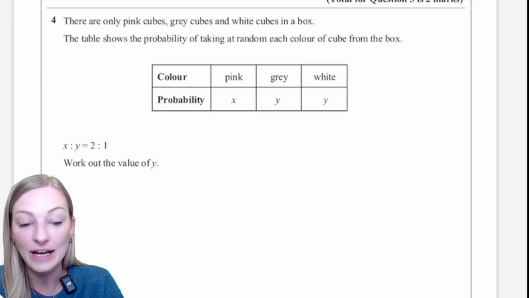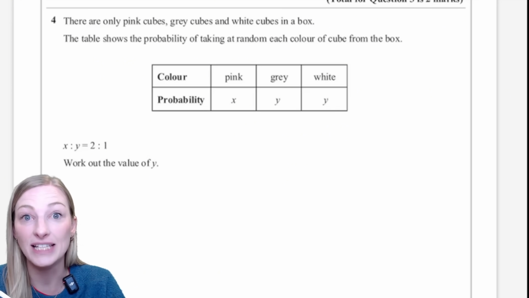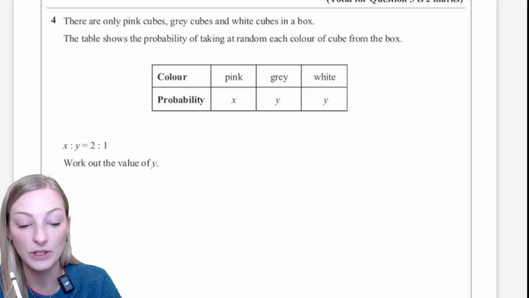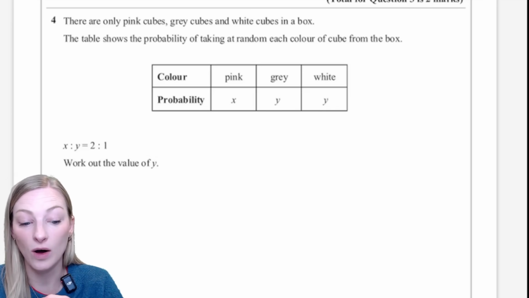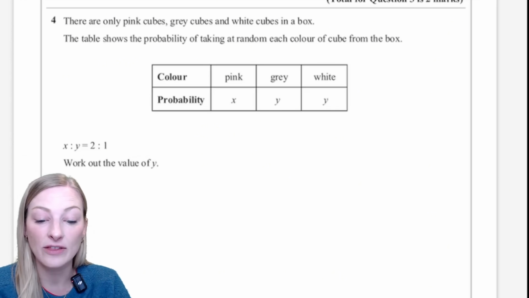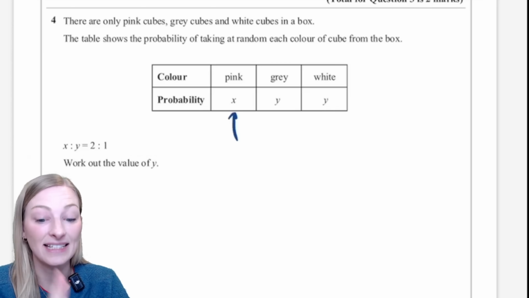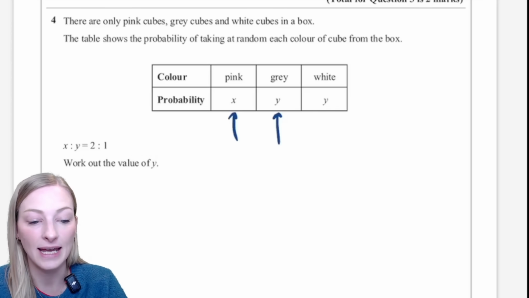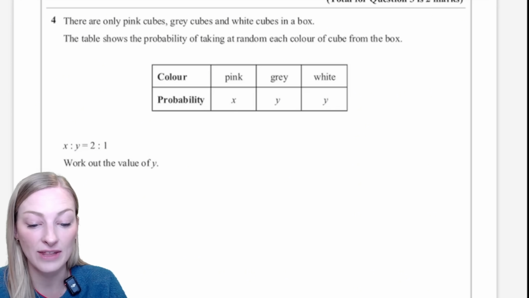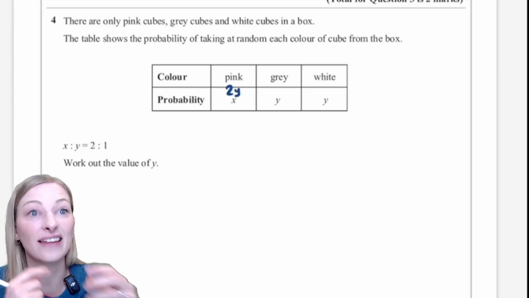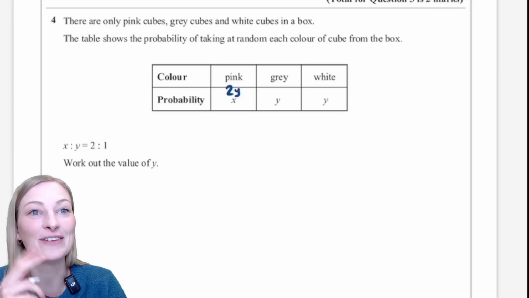There are only pink cubes, grey cubes and white cubes in a box. The table shows the probability of taking at random each colour of cube from the box. So we've got pink, which is X, grey, which is Y, and white, which is Y. X to Y is in the ratio 2 to 1. Work out the value of Y. So they're saying that this probability here is double this probability here. So it's probably easiest if we just write this as 2Y. We're saying that that is double the probability of grey or white.